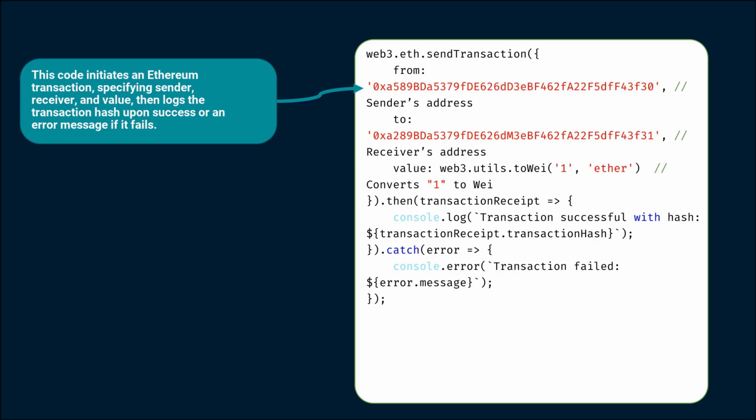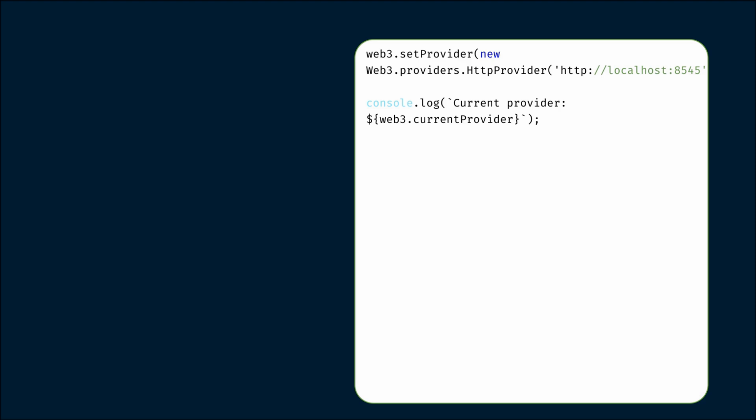After initiating the transaction, we append a promise to handle the response. If the transaction is successful, it logs the transaction receipt along with a unique hash, offering proof of the transaction's execution. Conversely, if the transaction fails, the error message will provide insight into what went wrong. This structured approach not only executes a transaction, but also ensures proper handling of success or failure, enhancing our application's reliability. Now let's see how we can manage the connection to our Ethereum node in Web3.